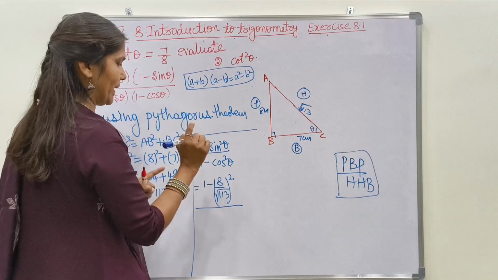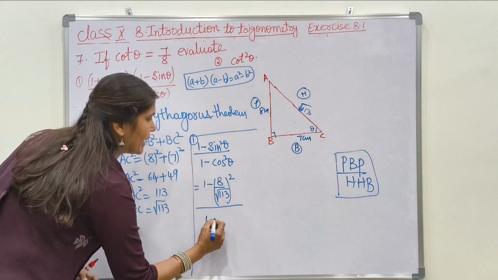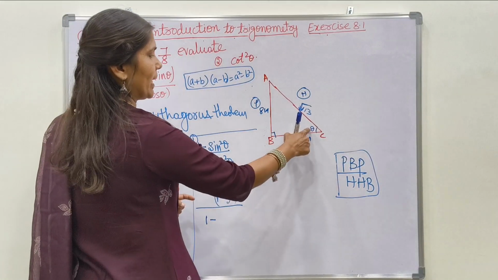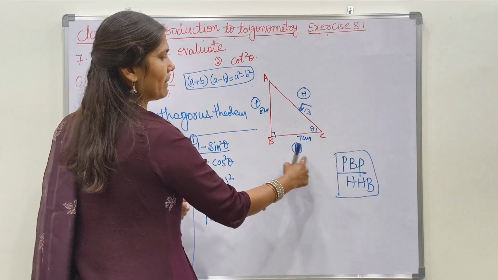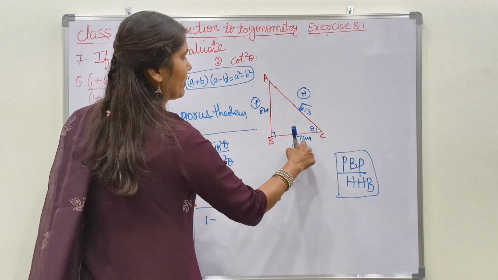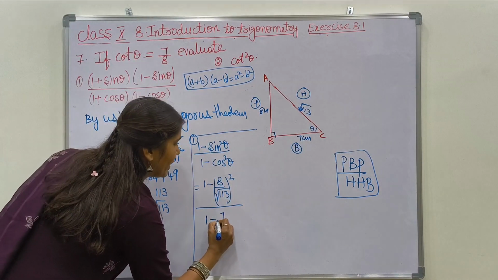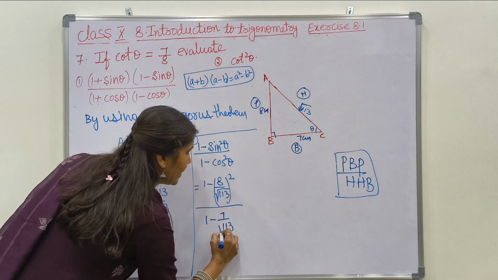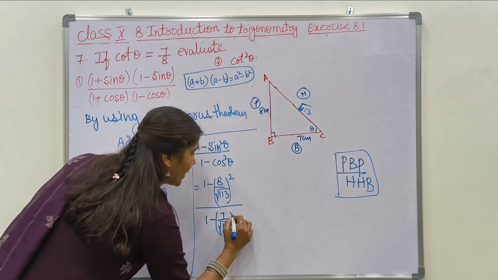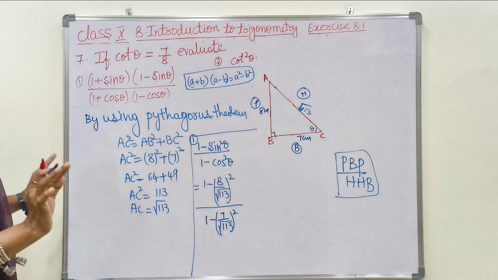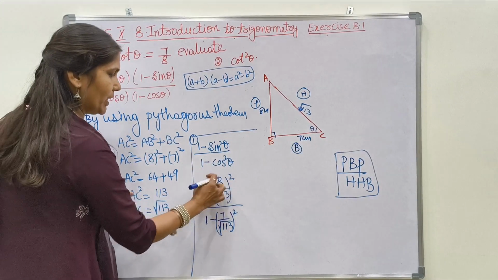This value I applied. Next, 1 minus cos means what? Sine over. Cos means what? Base by hypotenuse. Base means what? 7. 7 by √113 whole square. Okay. Now this one we have applied. Now we will remove the square.